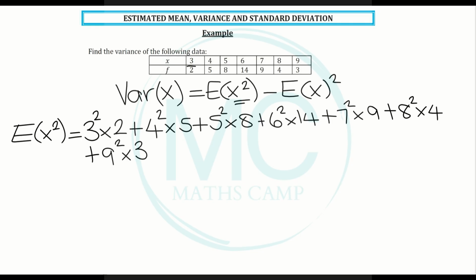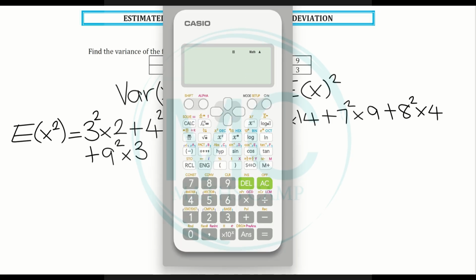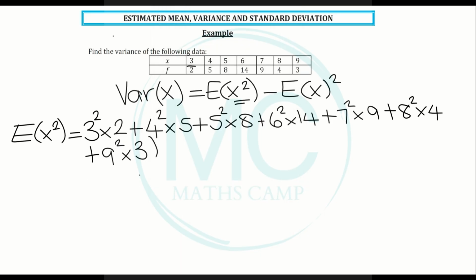So let's add these values together. You can use your calculator. 2 plus 5 plus 8 plus 14 plus 9 plus 4 plus 3 is equal to 45. So to find E(X squared), I need to then divide all of these by 45.